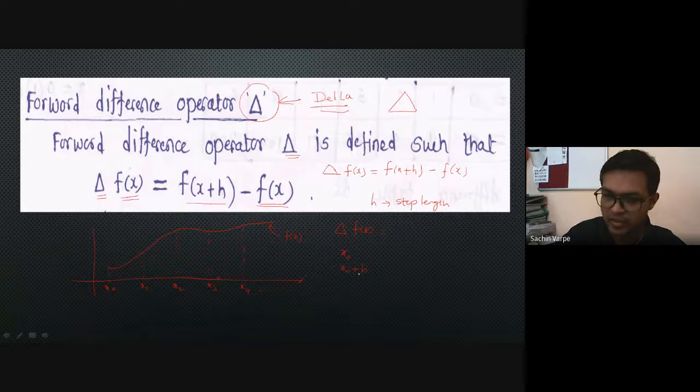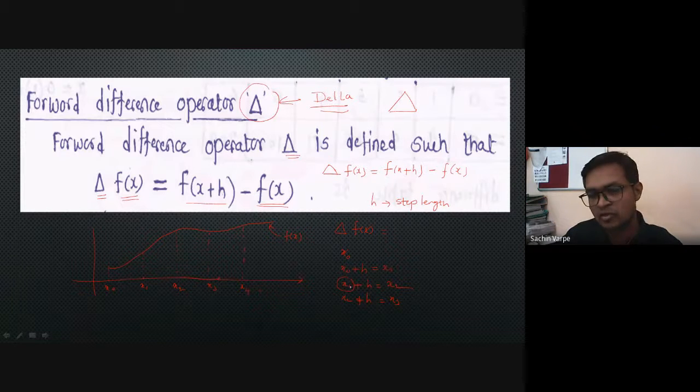Step length. If we fix h, then x naught plus h we will call x1. Then x1 plus h we will call x2. Then x2 plus h we will call x3. If you look at this, when I resubstitute x1, which is x naught plus h, I'll get x naught plus 2h. Similarly, this will be x naught plus 3h. x4 will be x naught plus 4h.